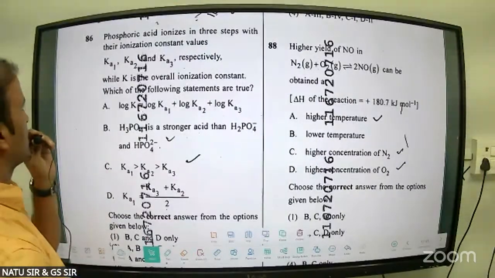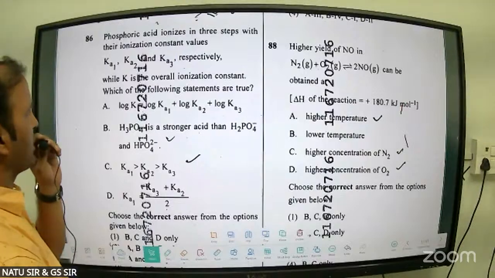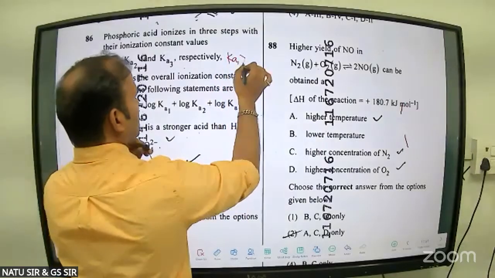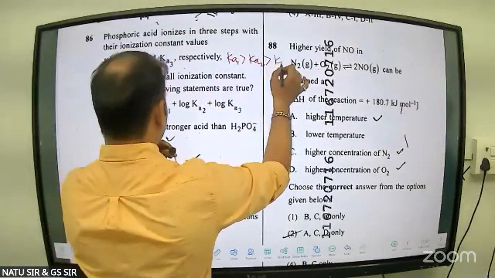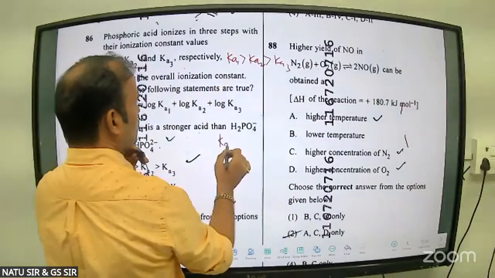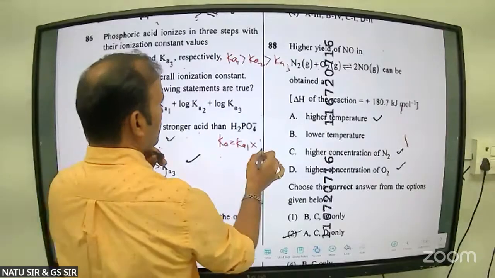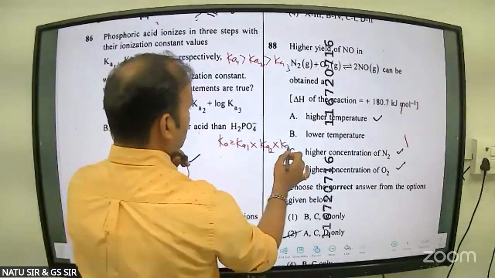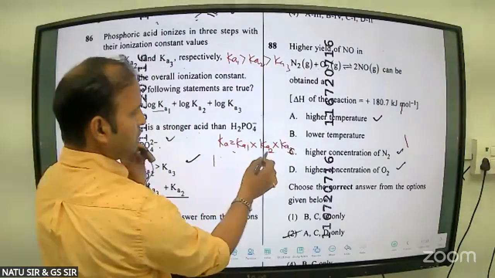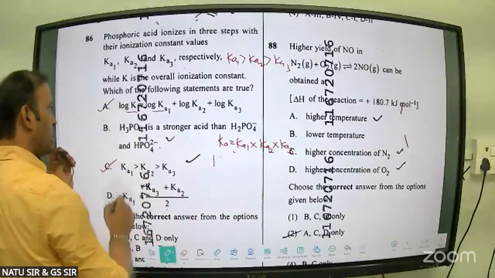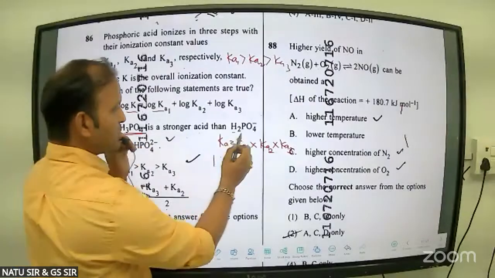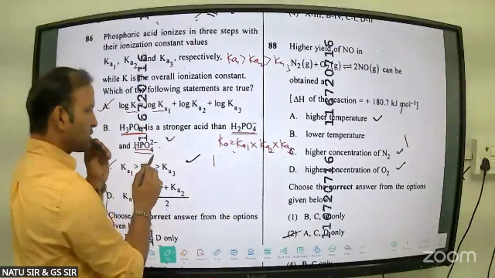Phosphoric acid ionizes in three steps with ionization constants Ka1, Ka2, and Ka3. See, three-step हो रहा है तो कुछ चीजें हमने पहले से पढ़ा हुआ है, Ka1 is greater than Ka2 and greater than Ka3. So this is option number I can see जो correct है. हमने ये भी पढ़ा हुआ है कि K is equal to Ka1 into Ka2 into Ka3. यहाँ पे log ही है, तो this will become log of K is equal to log of K1 plus log of K2 plus log of K3, मतलब ये भी correct है. H3PO4 फर्स्ट स्टेप में डिसोशिएट होता है, सेकंड स्टेप में ये डिसोशिएट होता है, थर्ड स्टेप में ये डिसोशिएट होता है.